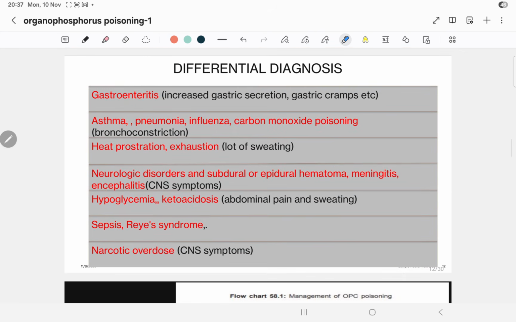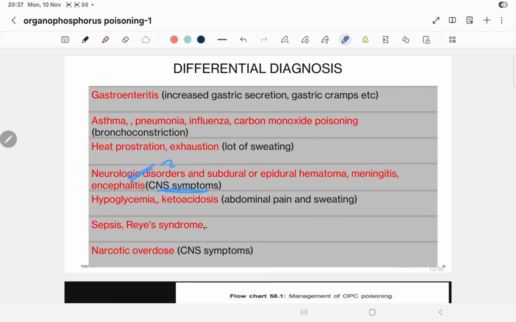Differential diagnosis. As we know, there will be increased secretions in OP poisoning due to muscarinic effects. There will be increased gastric secretions and gastric cramps as well because of the muscarinic effect, so we can confuse it with gastroenteritis. And because there is bronchoconstriction, we can confuse it with other respiratory diseases as well, like asthma, pneumonia, influenza, carbon monoxide poisoning. There will be a lot of sweating, so we can confuse it with heat prostration, heat exhaustion, heat stroke.